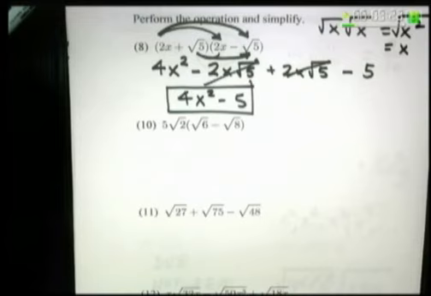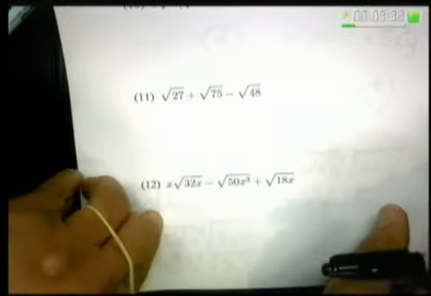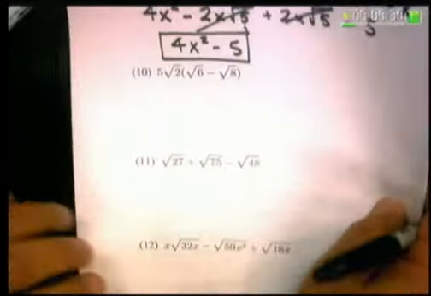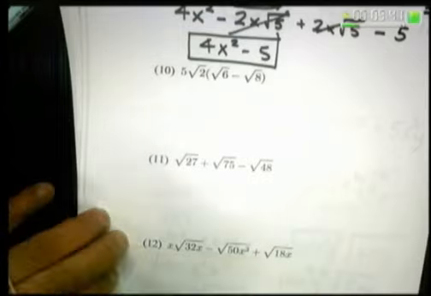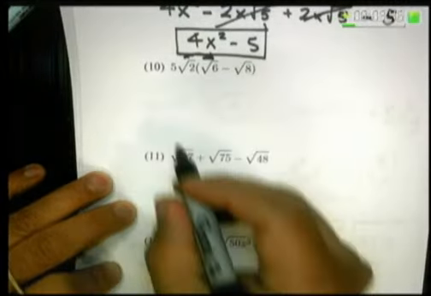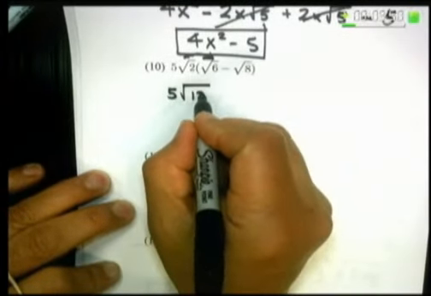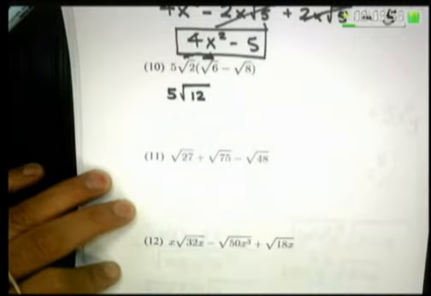Okay, number 10, you're still going to be multiplying radicals, but we don't do the FOIL method. Instead, we're going to be doing the distributive property. In other words, we're going to take the 5 square root of 2 and multiply that times the square root of 6. We multiply that together, we get 5 square root of 12. The rule is you can multiply radicals as long as the indexes are the same.